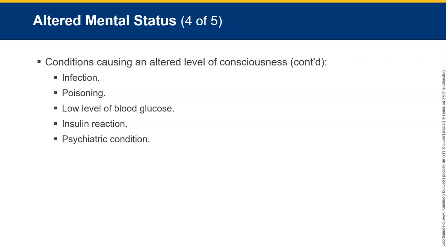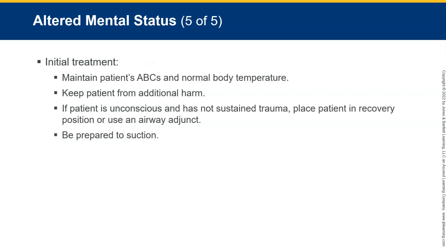What we can do, and what we talked about earlier, I believe it was the last one, the patient assessment, is we're going to start treating those things that we find. So we find something that's not right, and if we're able to treat that and make it better, that's what we're going to start doing. So initial treatment for this altered mental status, maintain ABCs. Everybody should remember that. What that means is airway, breathing, and circulation.